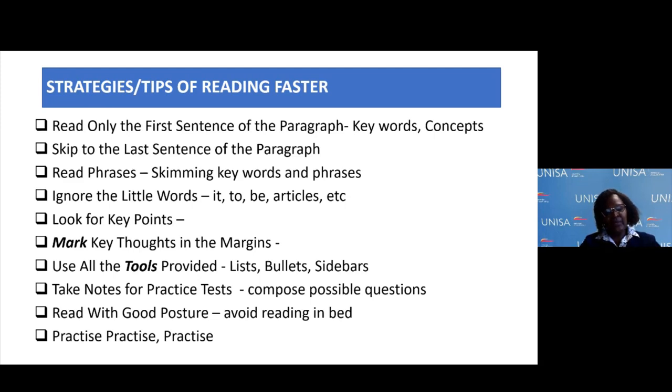And what is very, very critical, something that maybe we think is not important, is to read with a good posture. When you are studying, you can't be studying in bed. You cannot say you are studying. How are you going to take notes? How are you going to mark the key thoughts, the key ideas? So make sure that when you are reading or studying, you have a good posture. Good posture means you are sitting upright on a proper chair, so that you can take notes. And lastly, you need to practice.